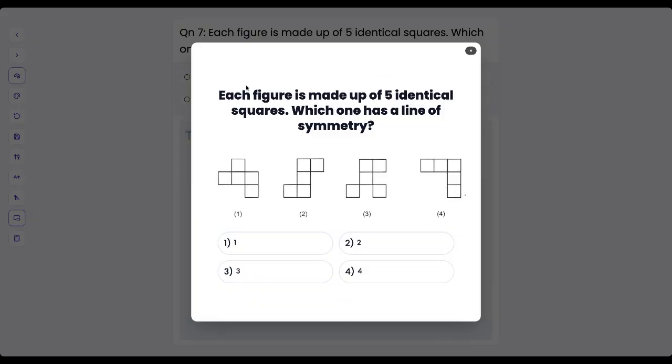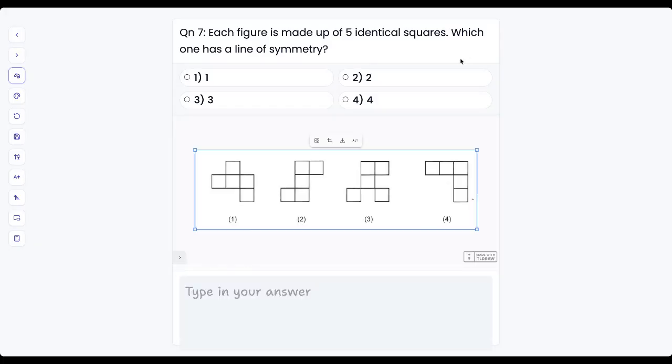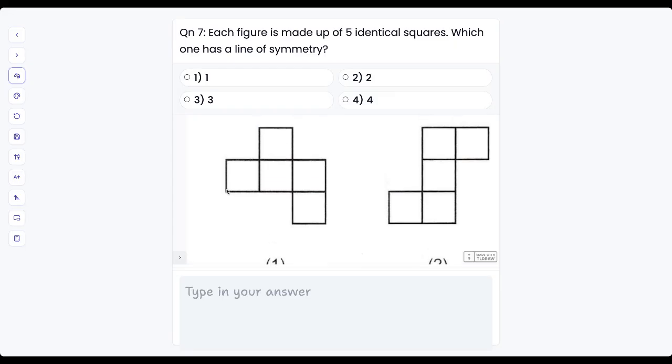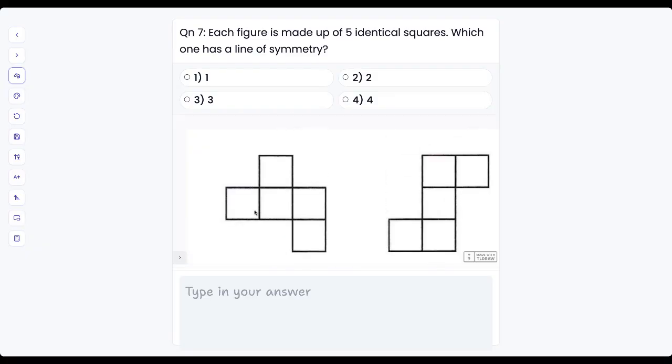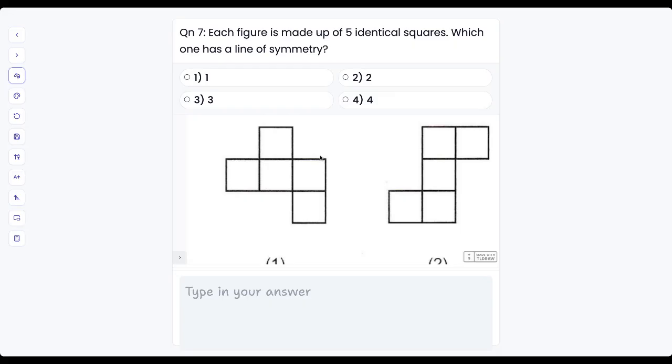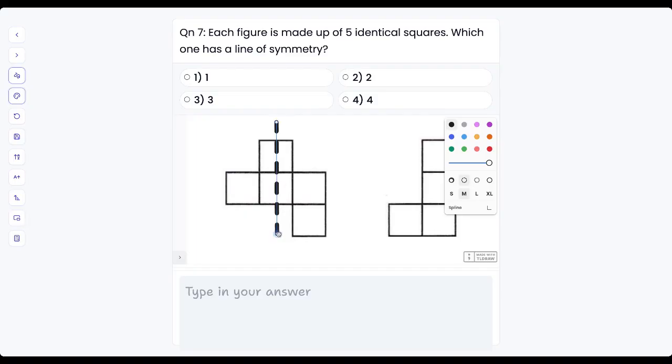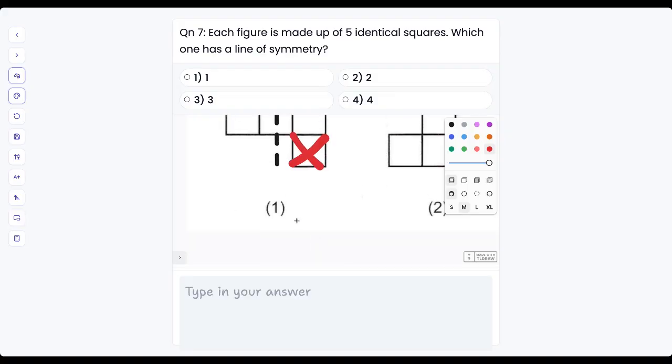Question number 7. Each figure is made out of 5 identical squares. Which one has a line of symmetry? Let's look into this. Let's look at option number 1. We just see which one we can remove. Where is the line of symmetry? The line of symmetry, let me put a dotted line, should be around here. So technically, we don't need this thing over here. So this is wrong. Let me just cancel this, there's no need. So in this case, 1 is not it.